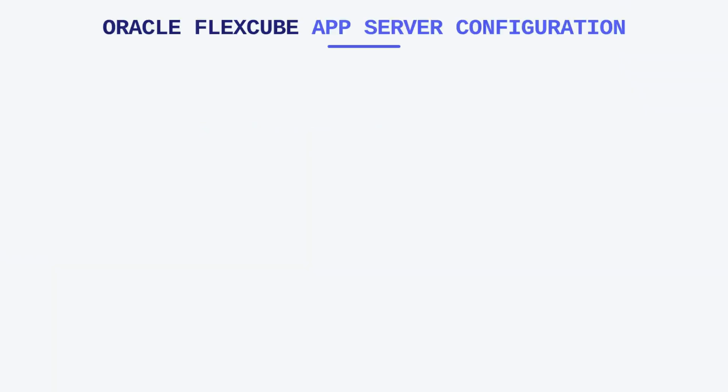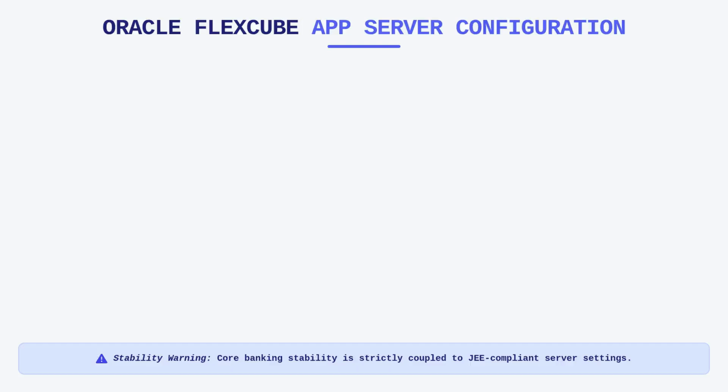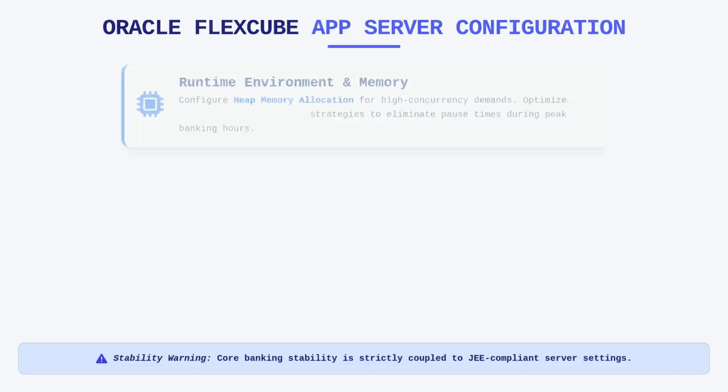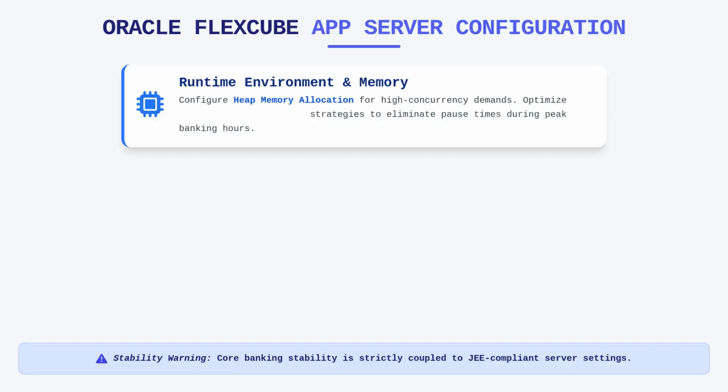When we approach the application server configuration for Oracle FLEXCUBE, we are essentially defining the runtime environment that hosts the enterprise Java components. Because FLEXCUBE is built as a Java EE-compliant application, the stability of the entire core banking system is strictly coupled to the application server settings. You must first ensure that the managed server instances are configured with appropriate heap memory allocation to accommodate the high concurrency demands of banking transactions.